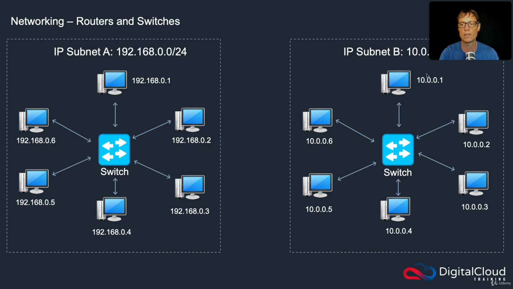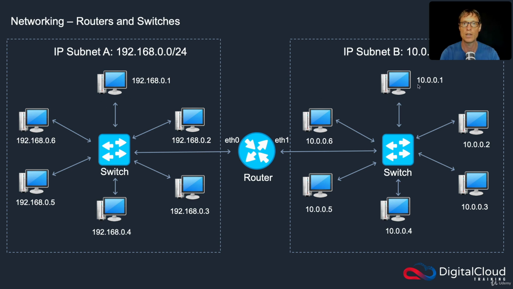Now, you can't send data from a computer using one IP address range to a computer in another IP address range just using a switch. We have to introduce something else, and that's called a router. And a router is what is able to find the correct destination for that IP address.